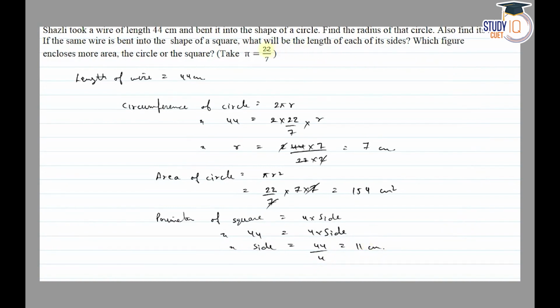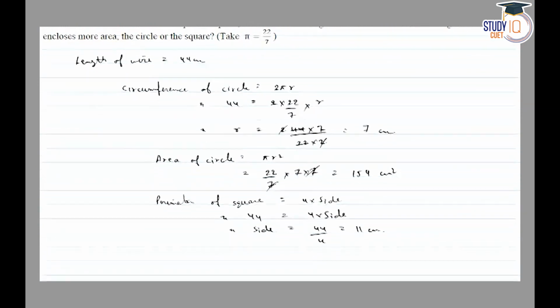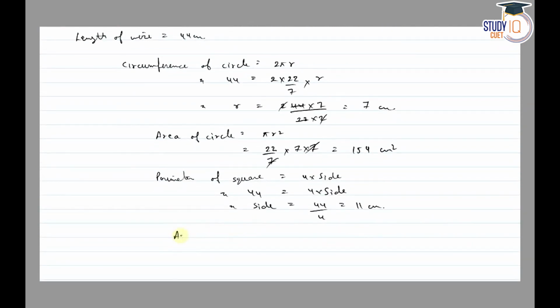Then which figure encloses more area? So हम find out कर लेंगे area of a square is equal to side square is equal to 11 square is equal to 121 centimeter square.